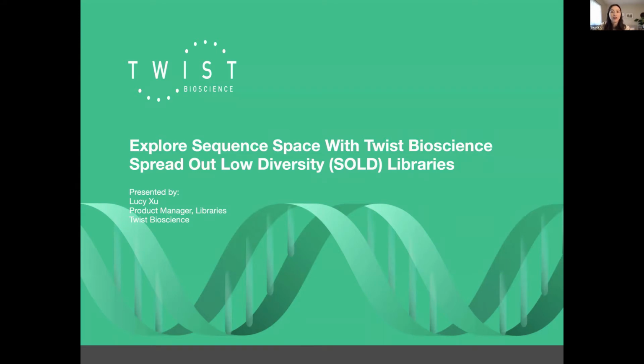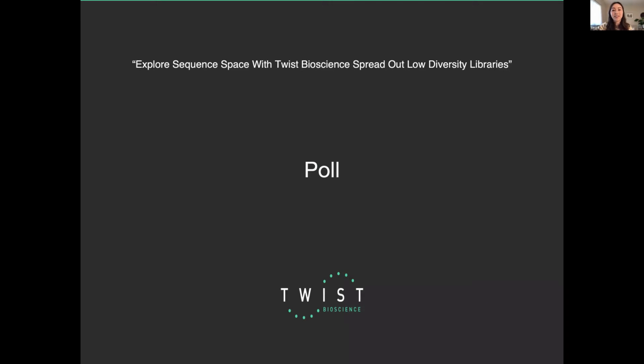The product that I'll be talking about today is our spread out low diversity libraries, or SOLT libraries. We've developed this product for our customers who are doing enzyme evolution and needed a way to rapidly and precisely investigate and optimize the protein of interest. So it looks like a lot of you here today are working on protein engineering, which is perfect. So I'm very excited to share with you how SOLT can play a role and help you do your research a little bit faster and more precise.